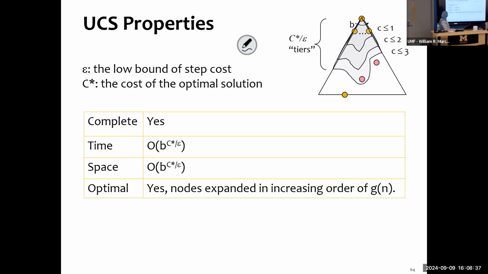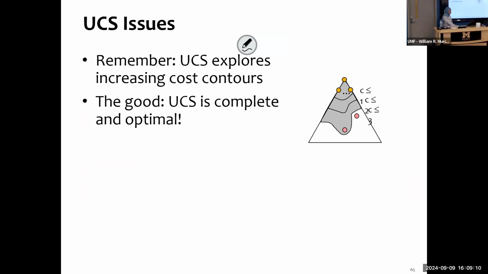Yep. So if we are done with this, now we have this table. This is complete. Yes, we are visiting all the states. The time is in the order of epsilon here is the lower bound of the step cost, and C star is the cost of the optimal solution. So this table summarizes the complexity: the time is of the order of b to the power C star divided by epsilon. Space is the same, and it's optimal, yes, because the nodes are expanded in increasing order of g(n). So there are some issues with this algorithm.